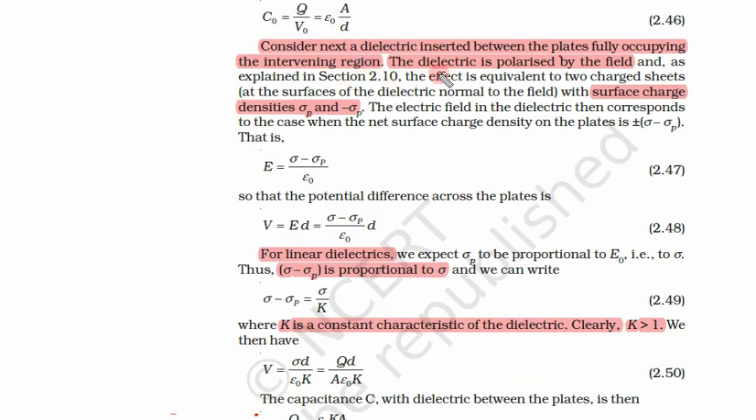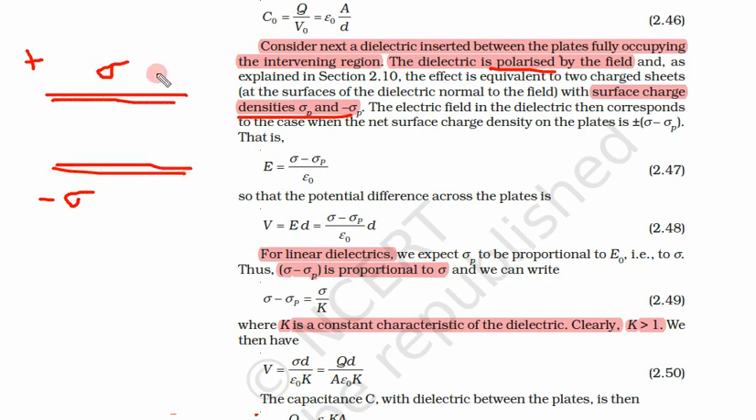So the dielectric material is filled inside and the dielectric is polarized. The surface charge density on the dielectric is sigma p and minus sigma p. This was the positive plate, previously with surface charge density sigma, and on this plate minus sigma. Now because of the dielectric, the polarization is reversed. You saw that the positive plate attracts the negative of the dielectric and the negative plate attracts the positive of the dielectric. So because of the dielectric, this is minus sigma p and this is positive sigma p. So this is the total case.